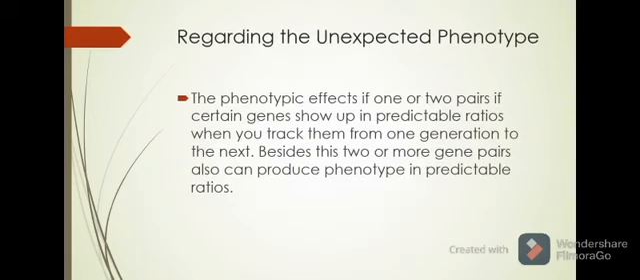Regarding the unexpected phenotype, as Mendel demonstrated, the phenotypic effects of one or two or more pairs of certain genes show up in predictable ratios when you track them from one generation to the next. Besides, interaction among two or more gene pairs can also produce phenotypes in predictable ratios. However, even if you were to track a single gene over the generations, you might find that the resulting phenotype was not quite what you had expected.